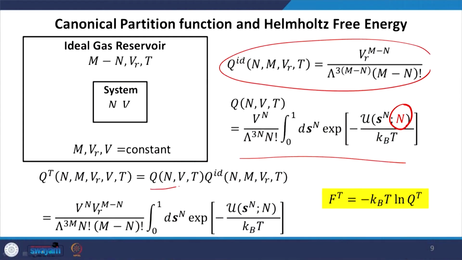So, this is the product of the system partition function with the reservoir partition function, and again we got an expression for the total partition function, and again we can evaluate the Helmholtz free energy of the system plus reservoir as minus kBT ln of this total partition function.